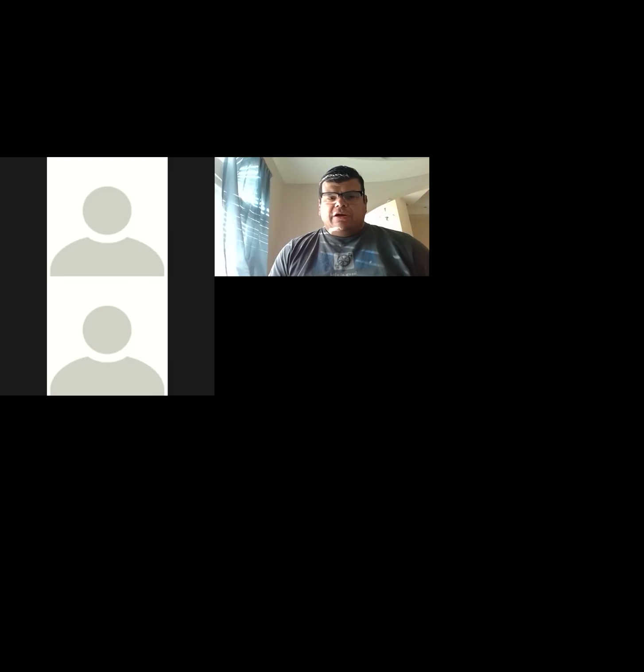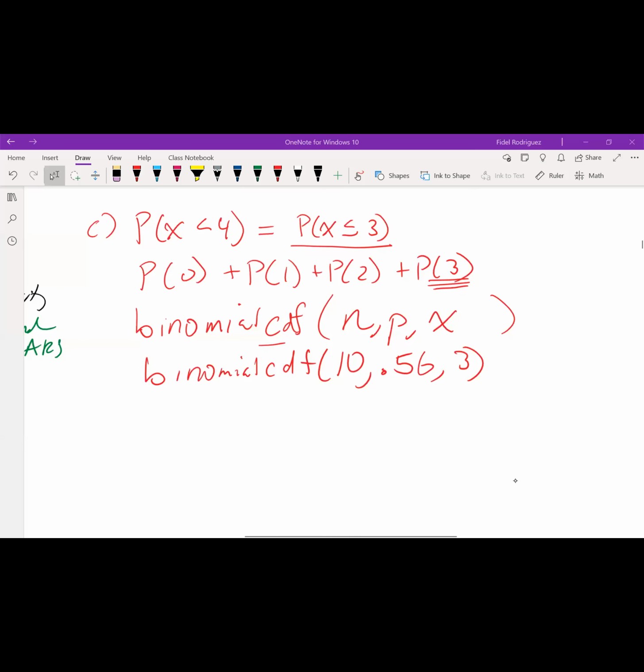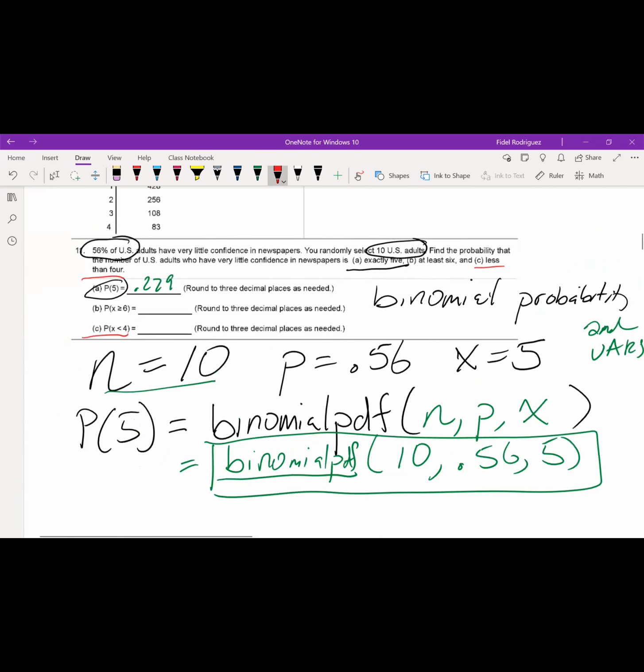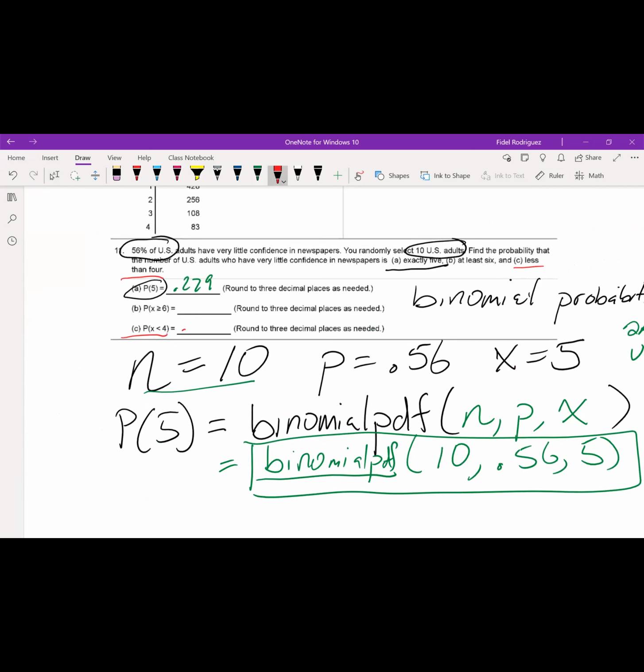Let me stop sharing this one and share our notes again. We came up with 0.091, so I would come back over here and type in 0.091. Now we're going to go ahead and do part B next.